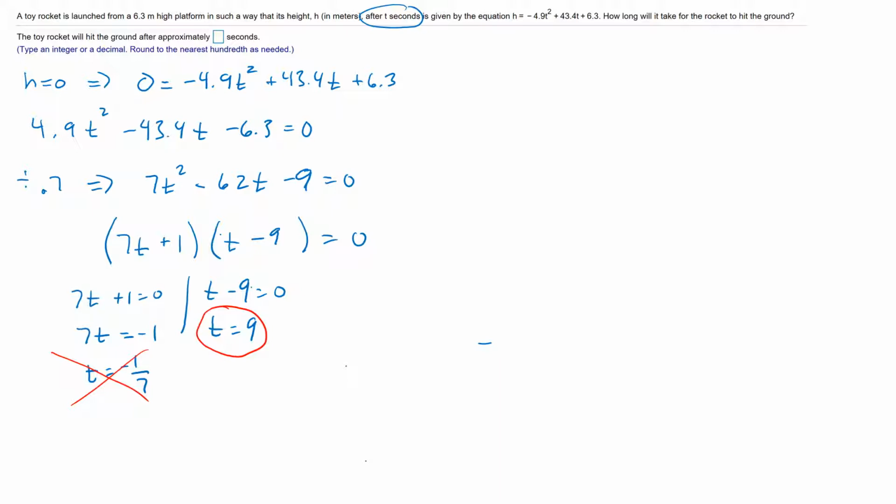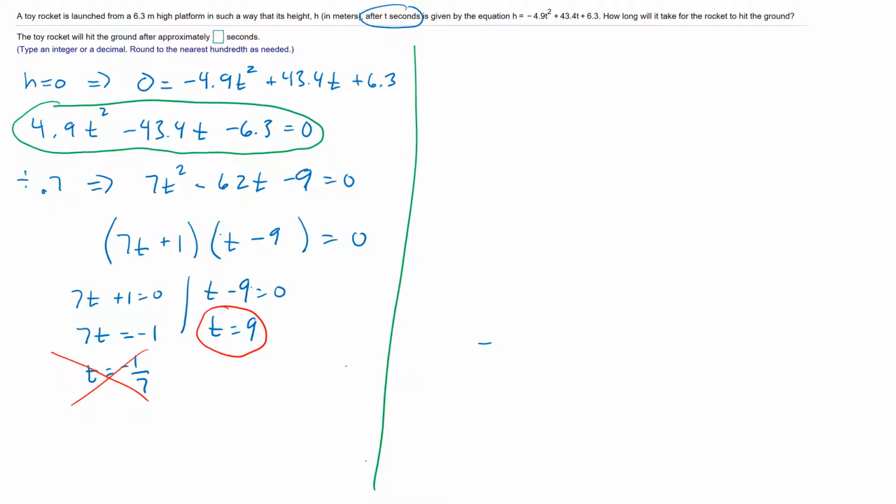Okay, but again, what if we didn't think about dividing by 0.7? Often when we have decimals, maybe we want to just go straight to the quadratic formula. So if I start with this right here, in order to use the quadratic formula, I need to identify the values of a, b, and c. And so a is the number in front of the square term, so a is 4.9. B is the coefficient of the t term, so b is negative 43.4. And c is negative 6.3.